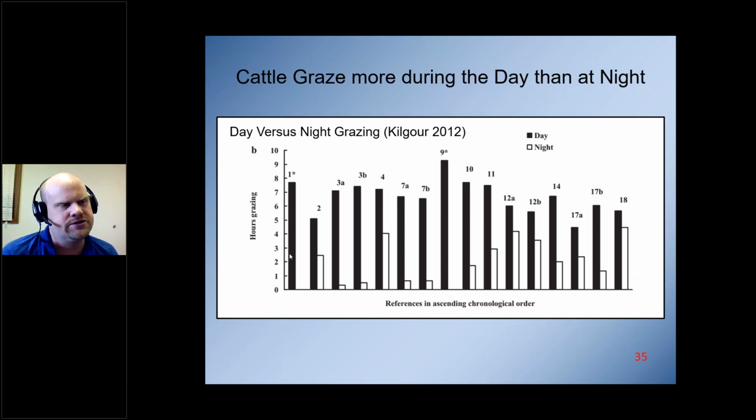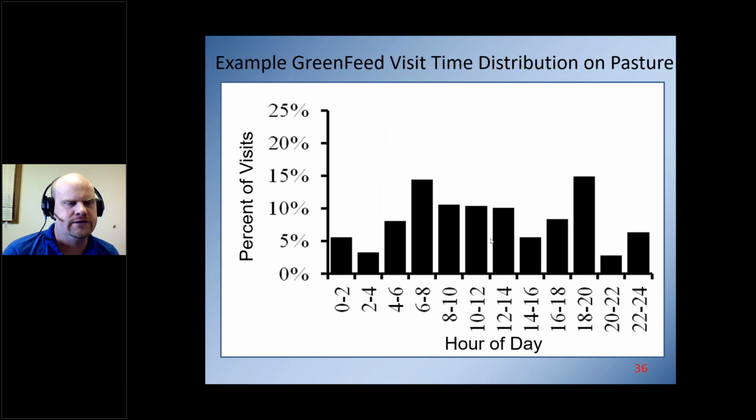But also, cattle tend to eat, again this is from Kilgore, the balance of day versus night grazing. They tend to eat universally more during the day than in the middle of the night. They tend to rest more in the middle of the night than eat. What we find in GreenFeed, this plot shows the hour of the day and the percentage of visits that occurred in a pasture situation. We find some similar visitation structure where the animals are visiting maybe more in the morning when they're active and not eating quite as much at night.